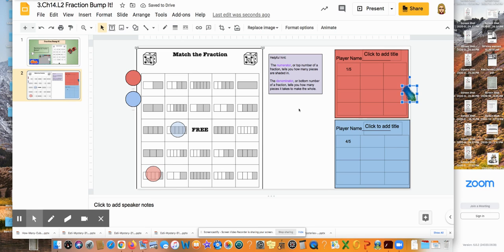So that's how you play Fraction Bump It. If you roll the same fraction as your partner, then you can bump your partner off and put yours on. But if you roll it twice and you have 2 game pieces on there, then that spot is locked and your partner can't bump you.